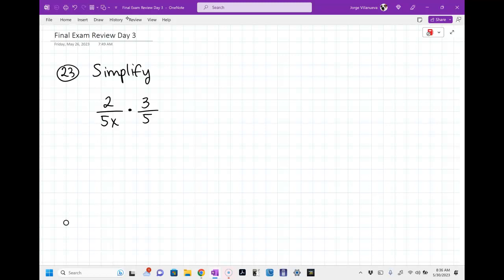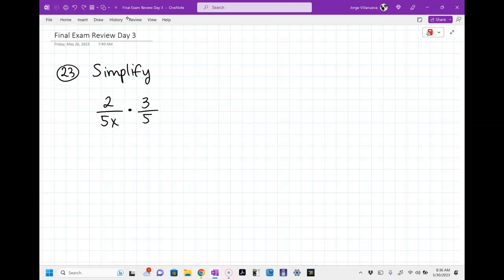We have 2 over 5x times 3 over 5. Now, since this is a multiplication, that means you can cross cancel. So you can cancel diagonally or you can cancel vertically. Okay? But notice 3 and 5, they don't have anything in common, right? Not even this 3 and 5. Same with the 2 and 5s. Those don't have anything in common. So I can't cancel anything out.